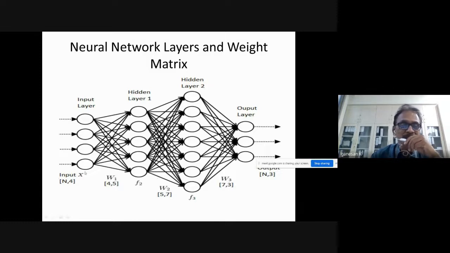How this works is, between the input layer and the hidden layer, if there are four inputs and five nodes in the hidden layer, the weight matrix size is four cross five, four rows and five columns. Similarly, if you have five subjects and seven semesters, the matrix connecting these two layers is five cross seven. And then this is seven cross three, and so on. So the most important thing is understanding this weight matrix.